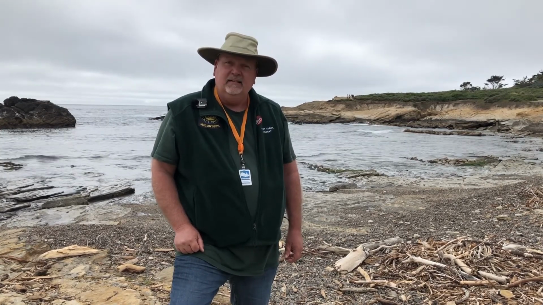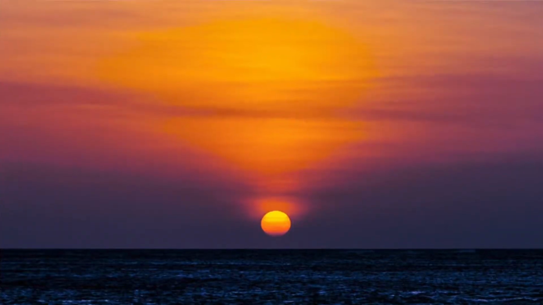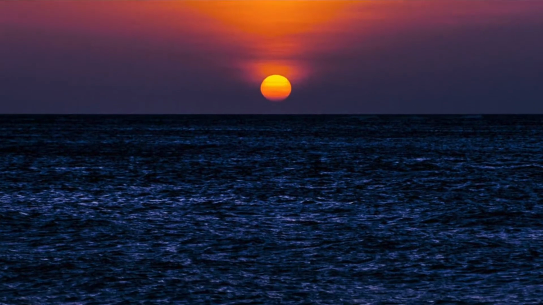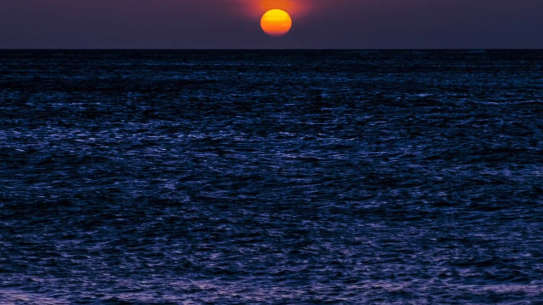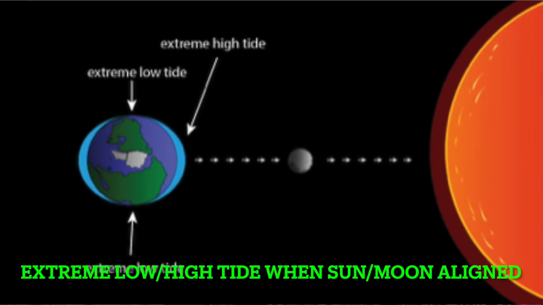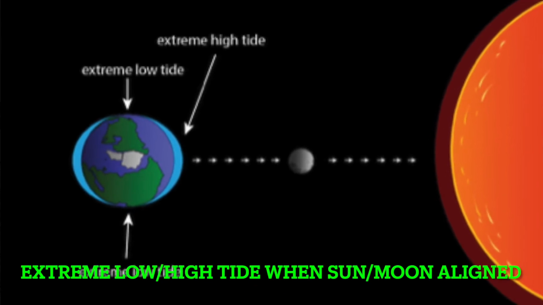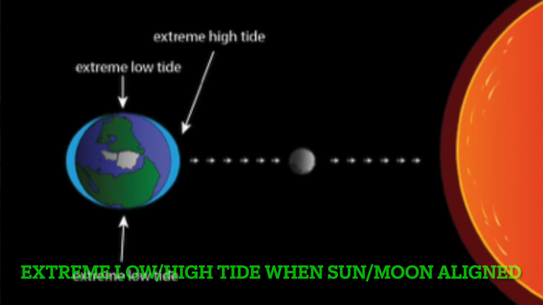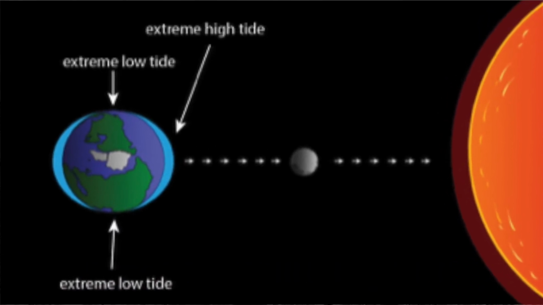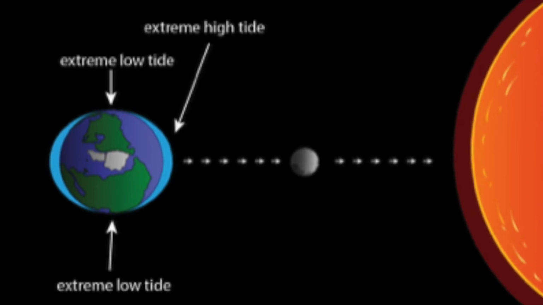The sun, just like the Earth and the moon, has its own gravity, which affects the tides. The sun is way larger than the moon, but it's much farther away, making its pull on the Earth less than the moon's. However, when the sun and the moon are in line with the Earth, their combined gravity causes very high tides and very low tides.